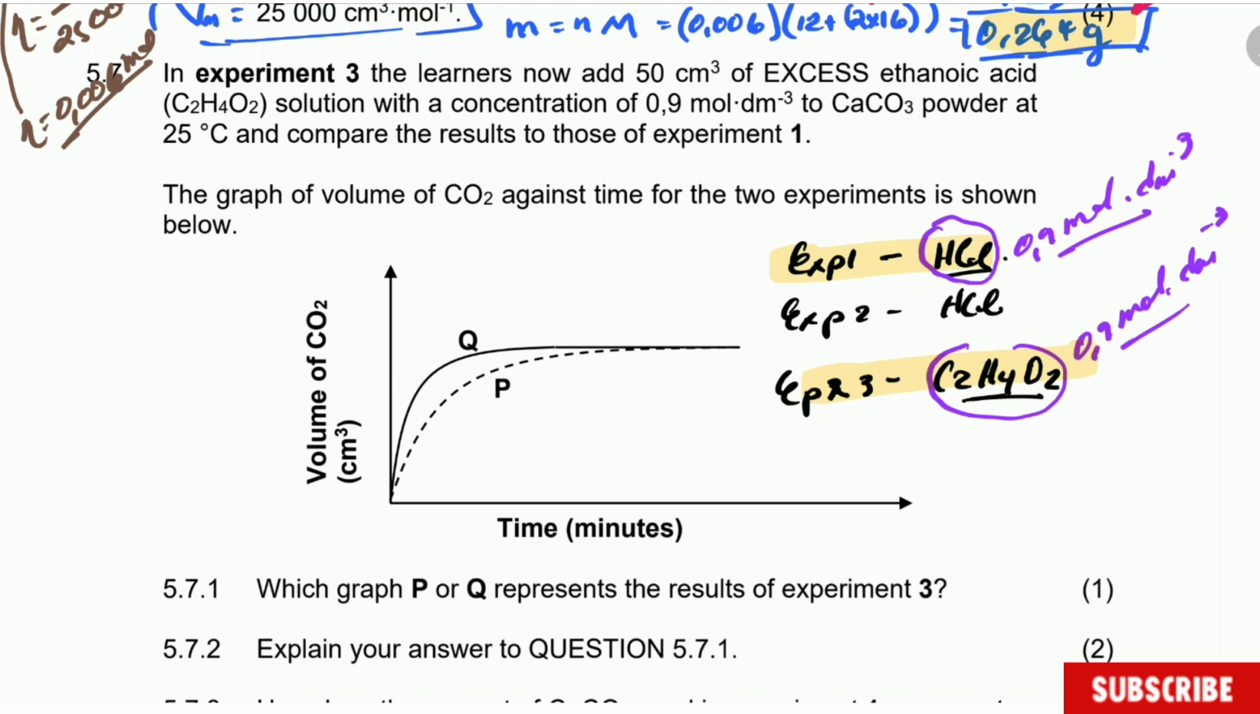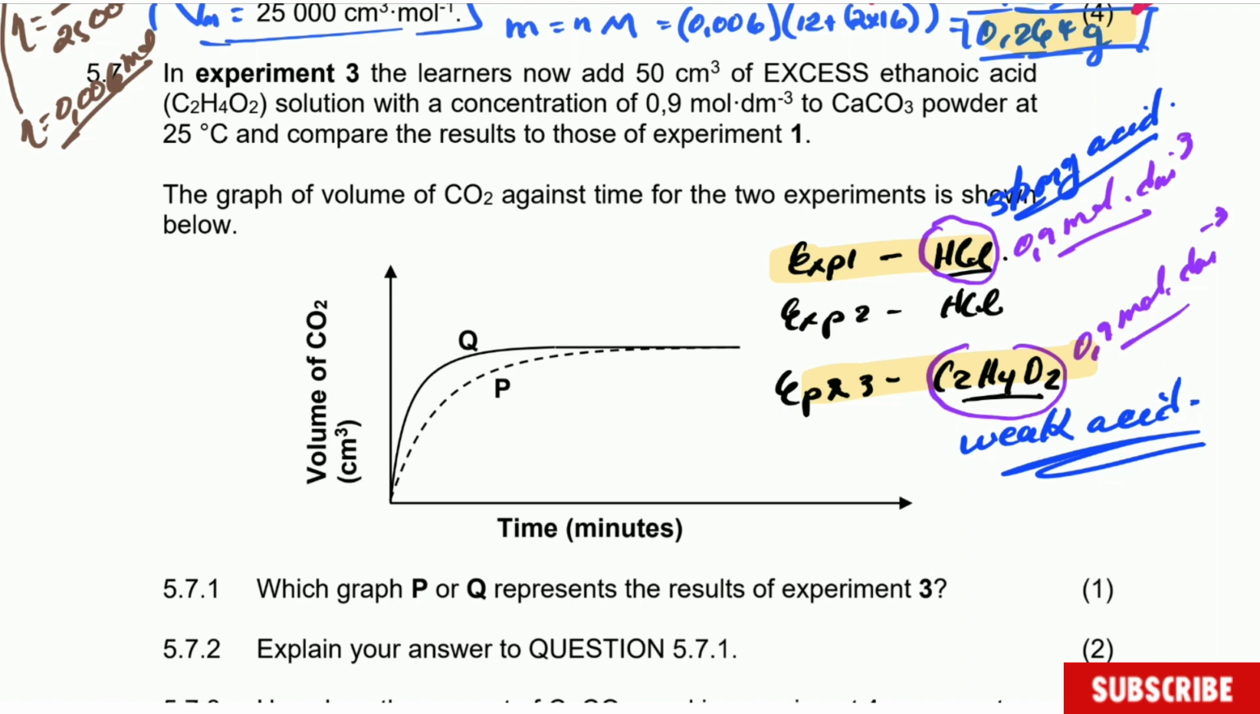So what do we have to go to, to know? Now we're going to acids and bases. You need to remember that hydrochloric acid is a strong acid, and ethanoic acid is a weak acid. Okay, that is important. We are comparing a strong acid with a weak acid with the same concentration. So now, which graph, P or Q, represents the result of experiment 3? Well, it will be P. P will represent experiment 3, and Q will represent experiment 1. That is the thing here. So if you say that, you'll get 1 mark for saying that is experiment 3.